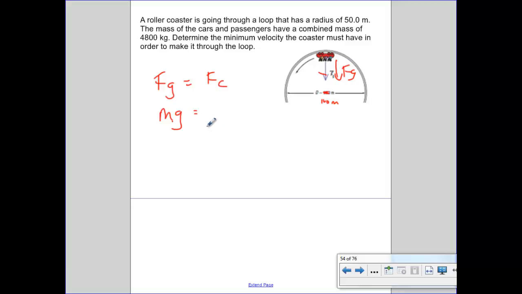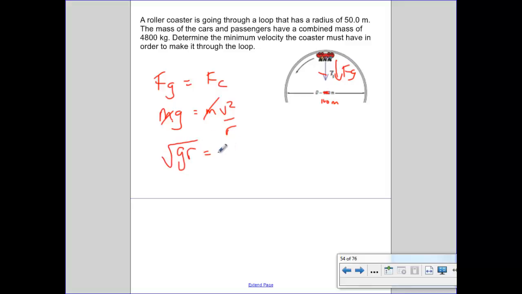Fc. Well, there's a couple ways we could write Fc. One of the ways we could write it would be mv squared over r. The other one we could do is write m and then 4 pi squared r over t squared. But I don't think that one helps us in this example because we're looking for velocity, right? Doesn't the mass cancel? Good. Mass was actually irrelevant. So how do I get velocity by itself?